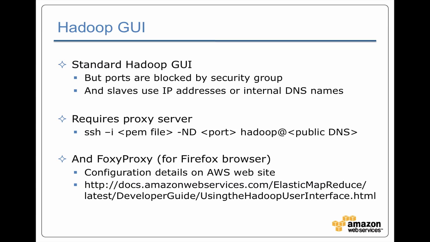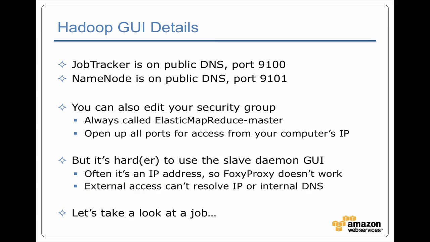Setting up a proxy server means using the SSH command with a -i to the PEM file, and then I do -D with uppercase D and the port I'm proxying, and then hadoop@ and the public DNS of the master. Once you do that, inside of the Firefox browser, if you've got FoxyProxy installed and configured properly, it will allow me to have those addresses be proxied through the master using SSH, and so everybody's happy. So the job tracker is on the master public DNS on port 9100, and the name node is on the master public DNS on port 9101.